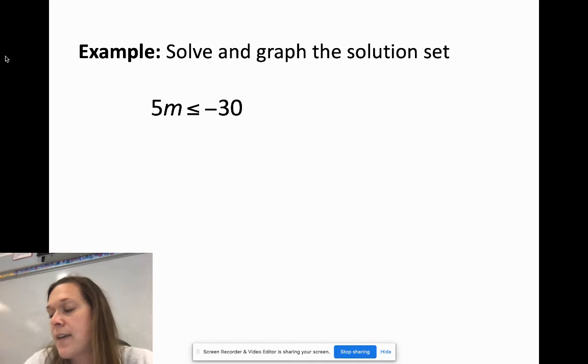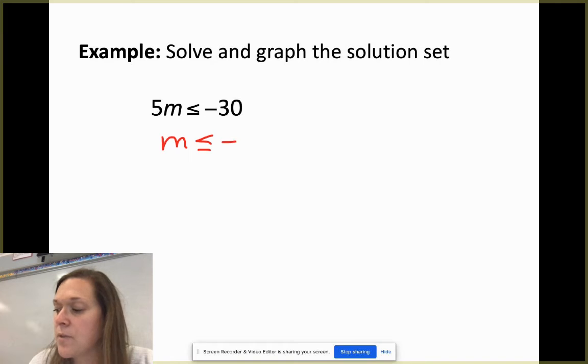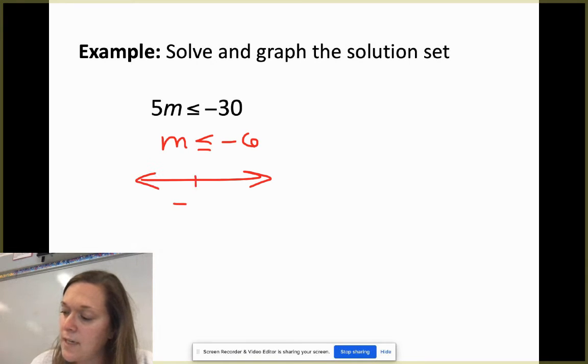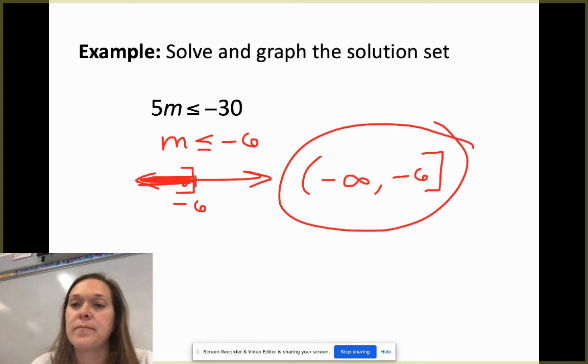Here we have 5m is less than or equal to negative 30. Dividing out your 5 gets you m is less than or equal to negative 6. My graph: negative 6 in the middle, bracket facing to the left, shading to the left. Interval notation, no, did that wrong, negative infinity to negative 6 with the square bracket.